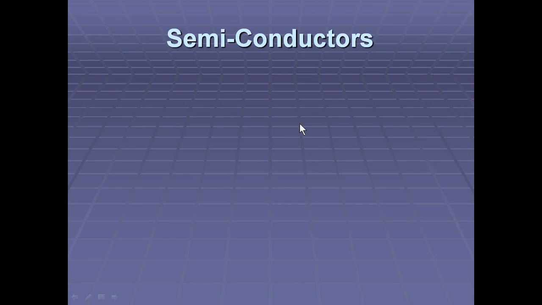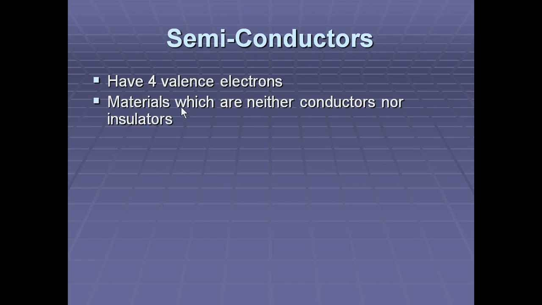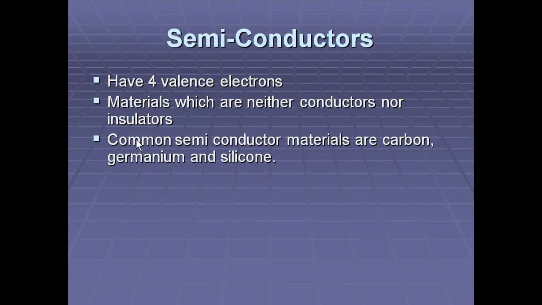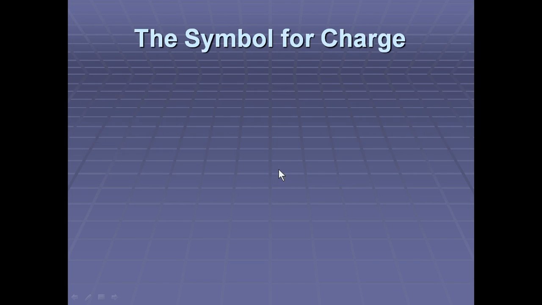Now the third classification is semiconductors. They have 4 valence electrons. See, one has 1 electron, the other has 8 valence electrons. Semiconductor has 4 valence electrons. Materials which are neither conductors nor insulators. Common semiconductor materials are carbon, germanium and silicon. These are used in components like transistors.